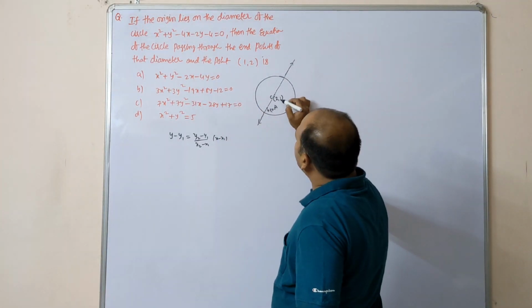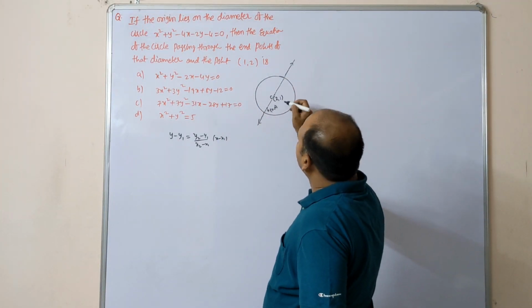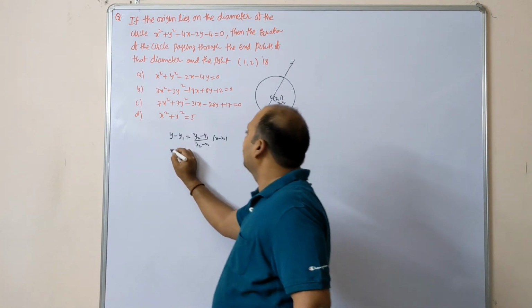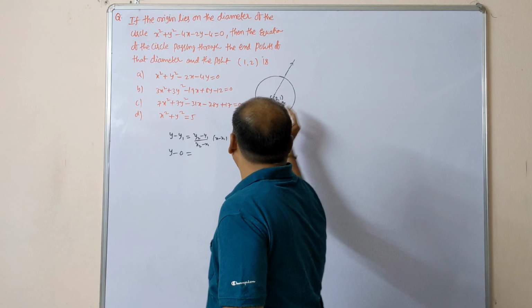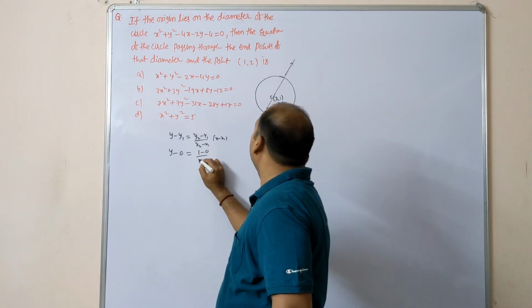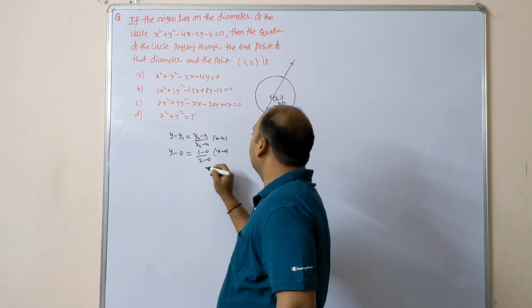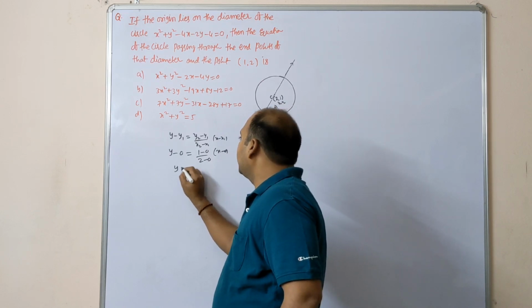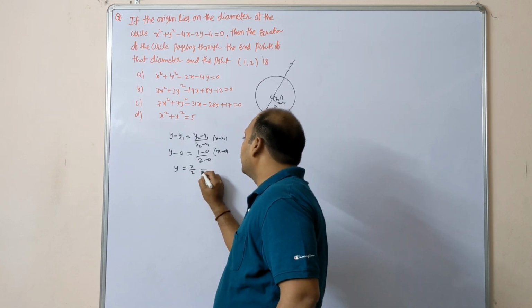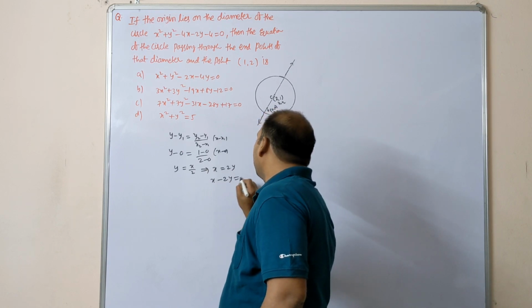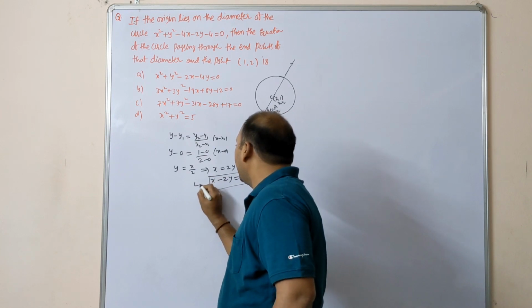So x1, y1, x2, y2. Y minus 0 equals y2 minus y1, meaning 1 minus 0, by 2 minus 0, into x minus 0. So y is equal to x by 2. So that implies x is equal to 2y. X minus 2y equal to 0. This is the line diameter equation.